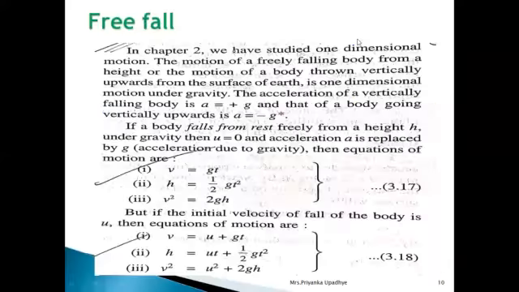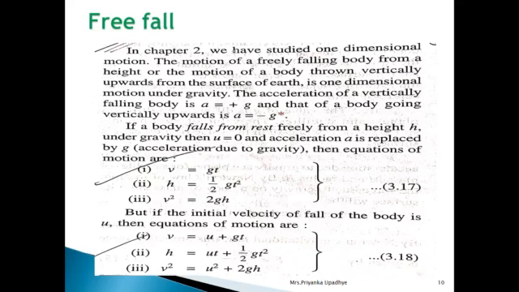Okay students, so now we will study about free fall of a body. So what is free fall? If you take an object and place it at height h and allow it to fall, it will fall in a straight line and reach the earth. The motion of a freely falling body from a height, or the motion of a body thrown vertically upwards from the surface of earth, is one-dimensional motion. We have studied this: motion of a body in a straight line is one-dimensional motion under gravity.